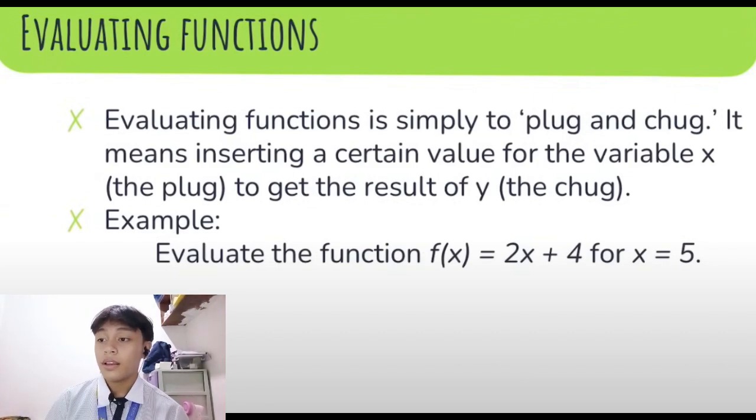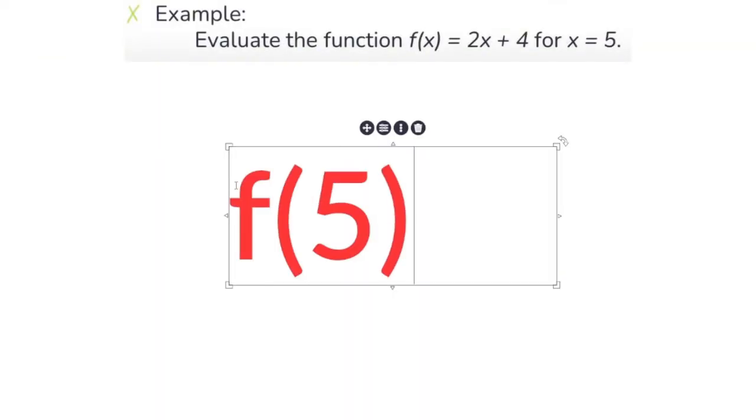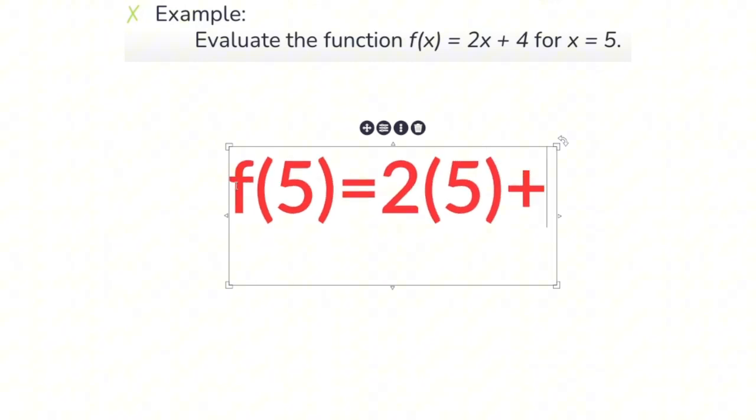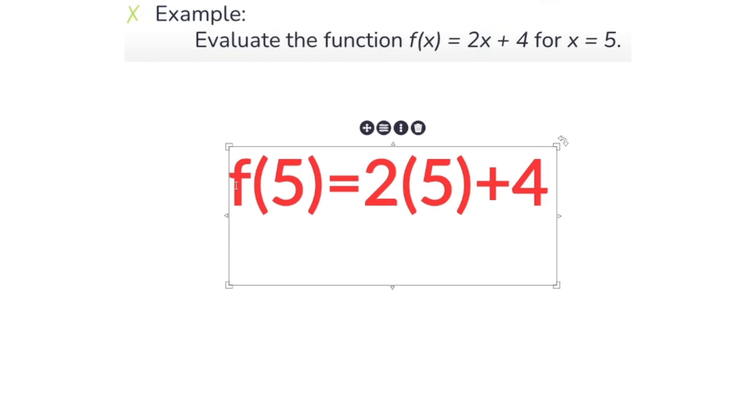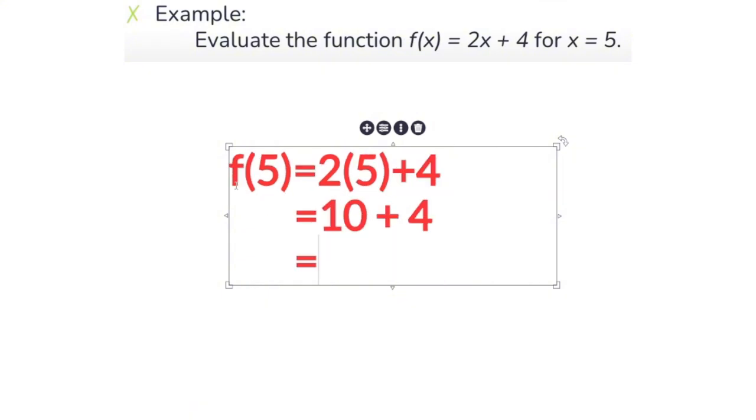For example, evaluate the function f of x equals 2x plus 4 for x equals 5. So we have f of 5 equals 2 times 5 plus 4. We need to simplify our equation. So 2 times 5 is 10, plus 4 is equal to 14. So our f of 5 is equal to positive 14.